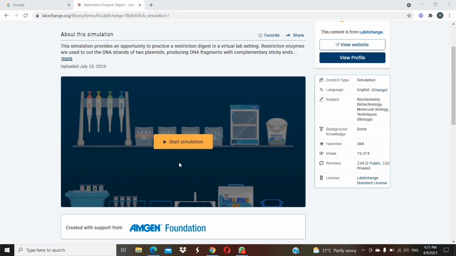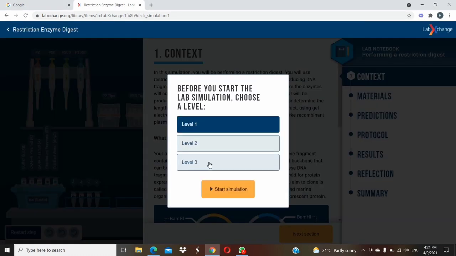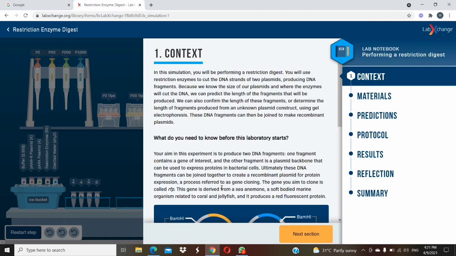Let's start to simulate. In this simulation, we will be performing a restriction digest. We will use the restriction enzyme to cut the DNA strands, as I said before, to produce DNA fragments.